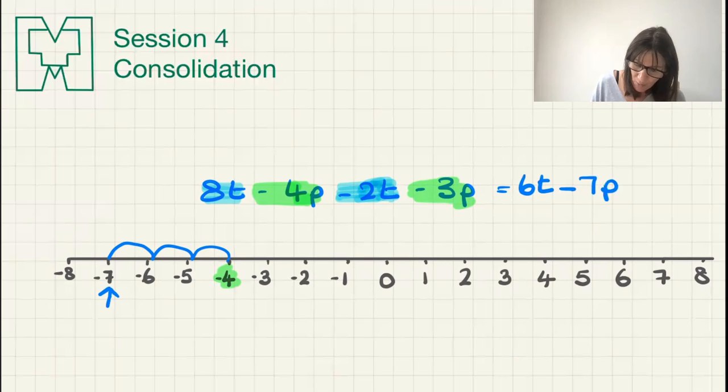You would get 1 mark for 6t, and you would get 1 mark for minus 7p. If you accidentally wrote plus 7p, you won't get that mark. Okay, it has to be that negative that we can see in the answer.